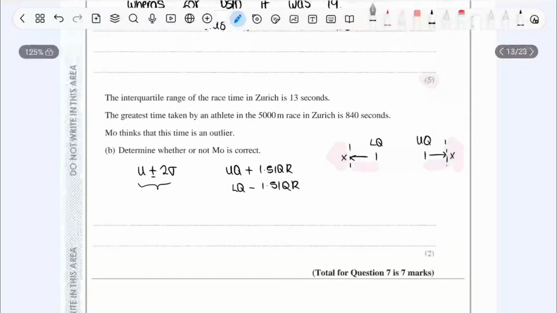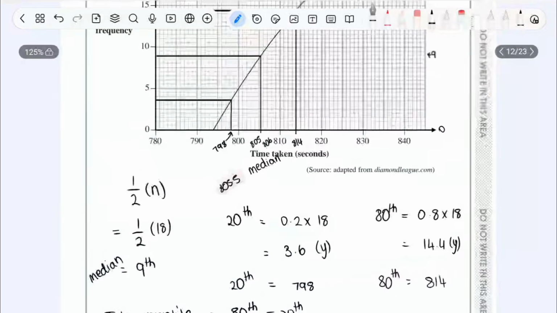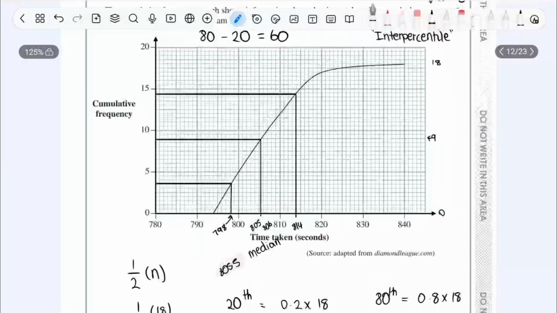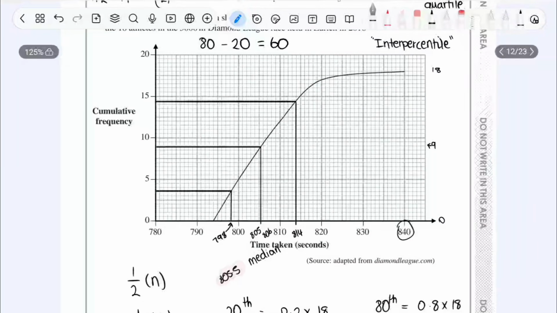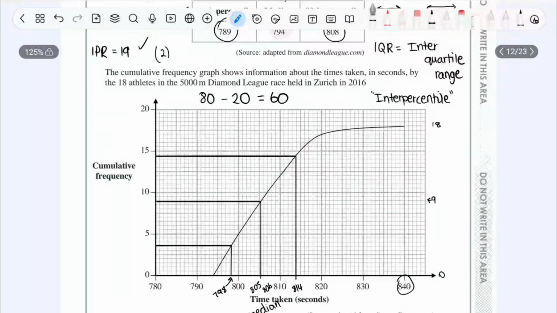So which one do we need to use? Well, he thinks the greatest time taken by an athlete is an outlier. Now, the question is, is that going to be the upper quartile or the lower quartile? 840 seconds on the graph. 840 is here, and if you trace it upwards, you can quite clearly see that this is at the top of the cumulative frequency graph.